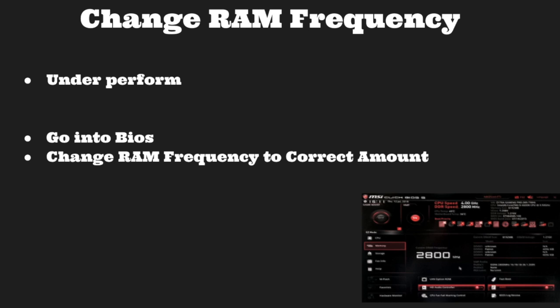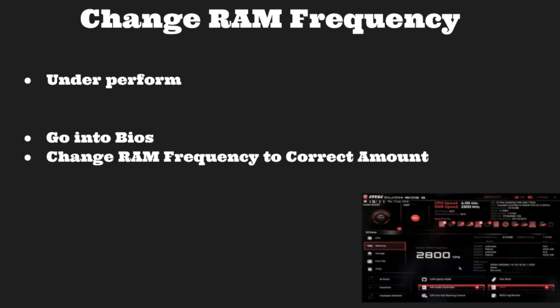And next on the list for the common mistakes is a lot of PC builders forget to change the RAM frequency once the PC itself has been built. And essentially, this is a huge problem as your RAM will underperform as to what it can actually do. Now, what you want to do is once you're done building the PC, you want to go into the BIOS by turning on your PC and spamming the delete key on your keyboard.